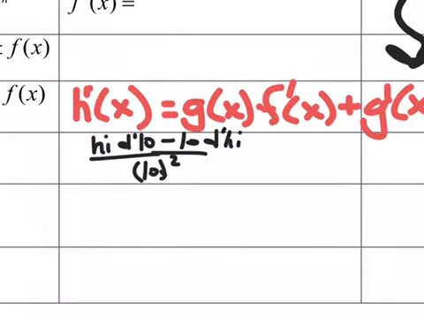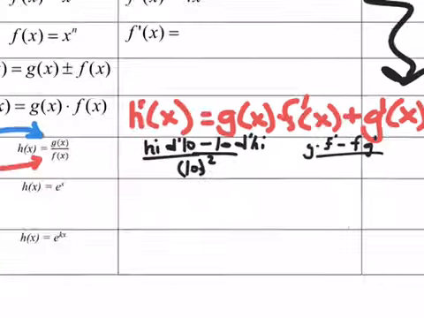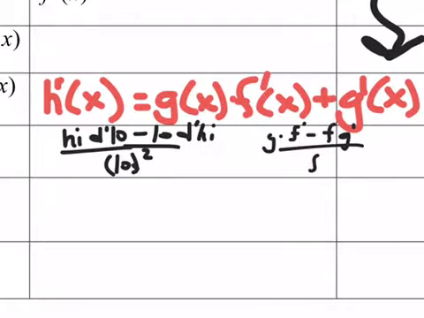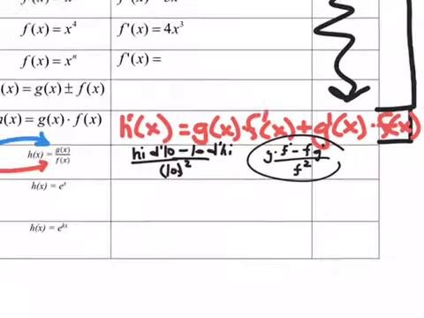That means I'd have g times the derivative of f minus f times the derivative of g, over, what is that, f squared. Okay, that's the quotient rule. We'll get some practice with that today.